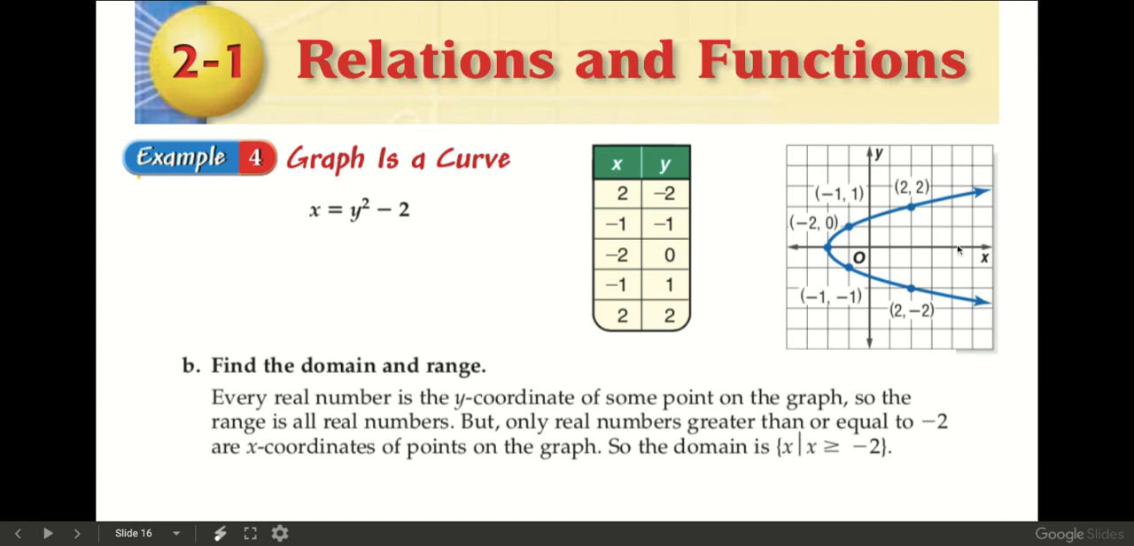Now, my y values, going up and down, would go to positive infinity because it keeps going up and up forever. It does go down to negative infinity, down and down forever. So my range would be all real numbers. Every real number would be part of the range.